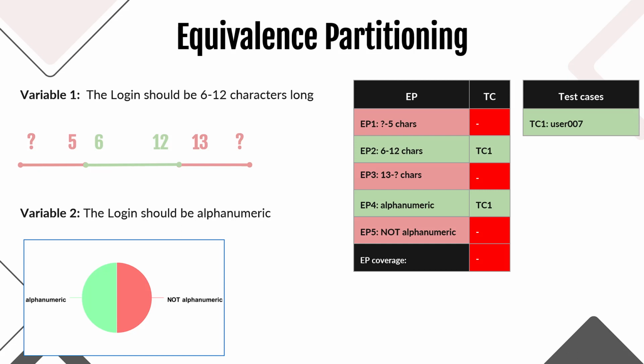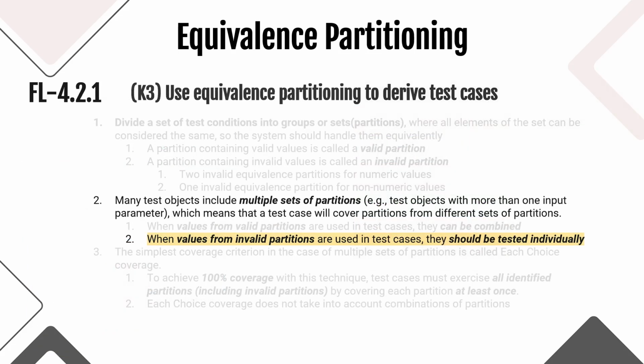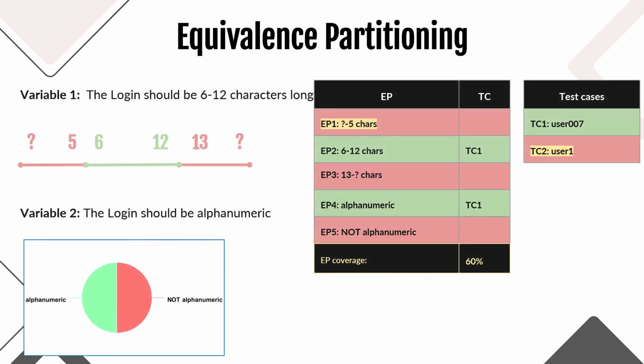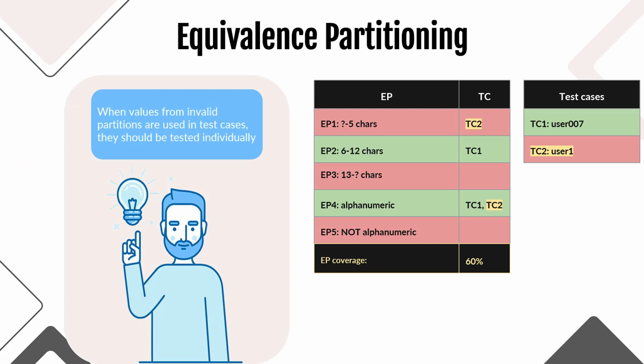If you have multiple sets of partitions, then sometimes it is impossible to write a valid test that will cover only one valid partition. The test must cover two valid partitions, as in our example. Otherwise, the test case itself will be negative and invalid. And this leads to the next step. When values from invalid partitions are used in test cases, they should be tested individually. If you want to write a negative test to test the first equivalence partition, then the correct value will be, for example, user1.